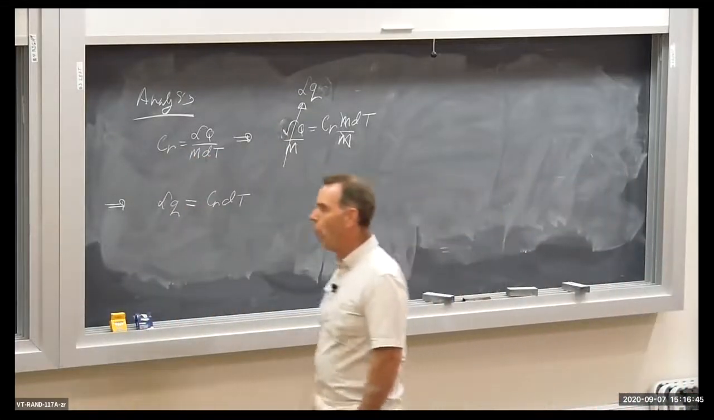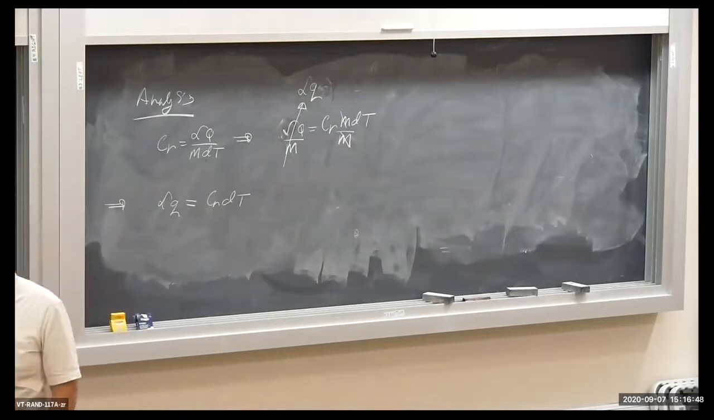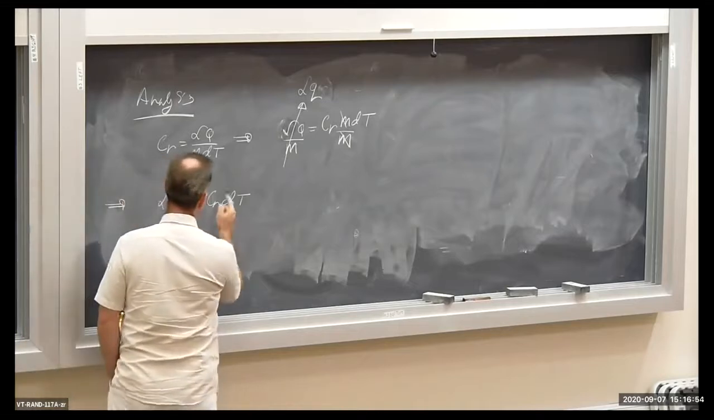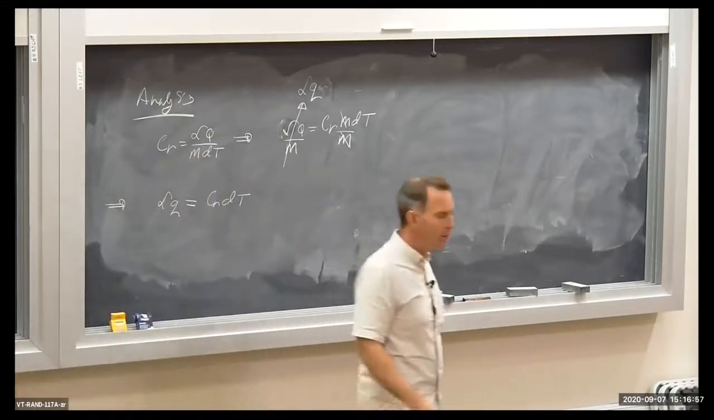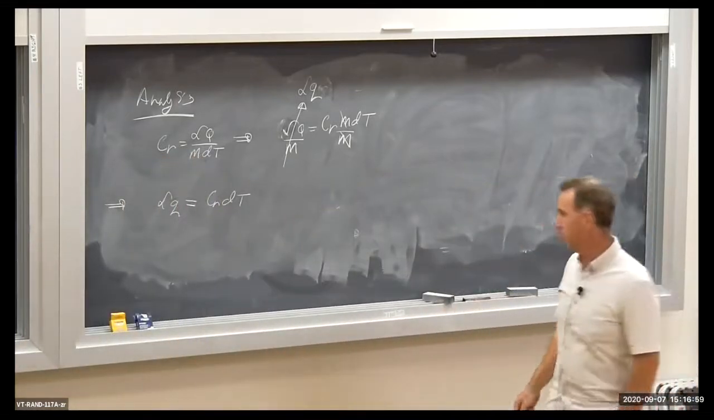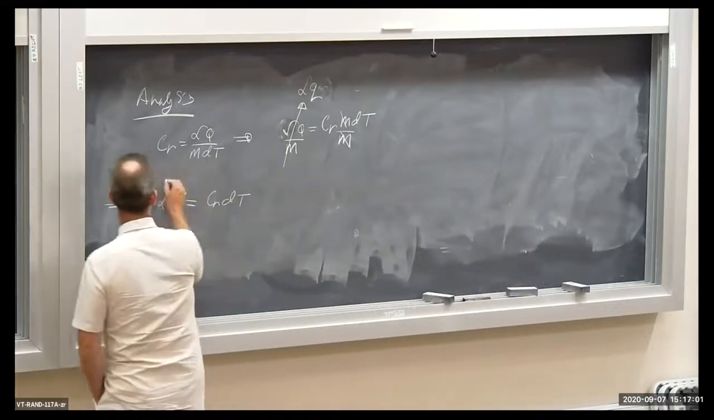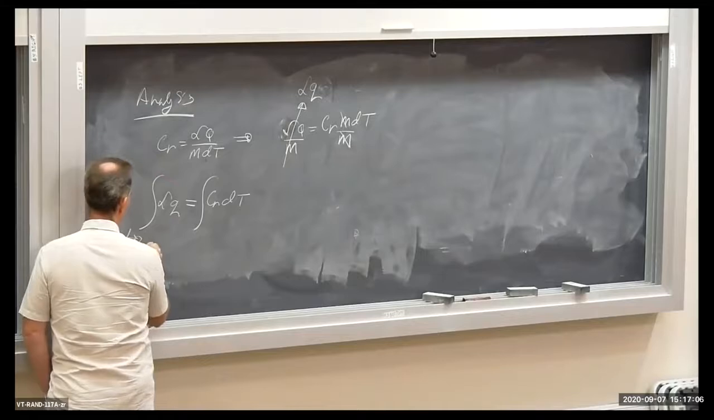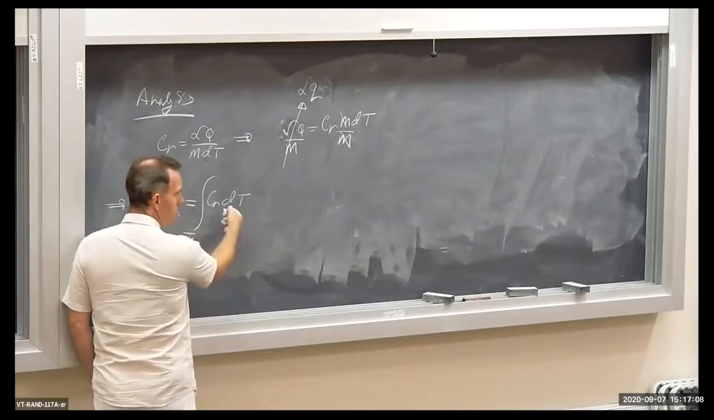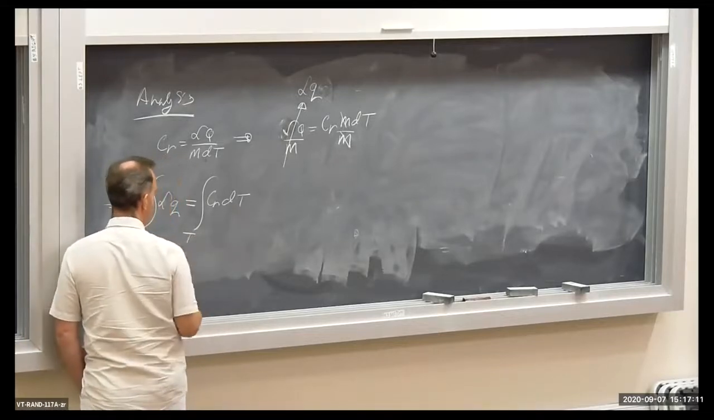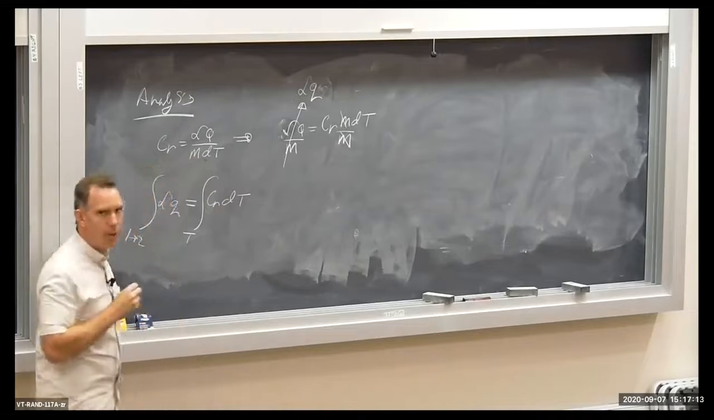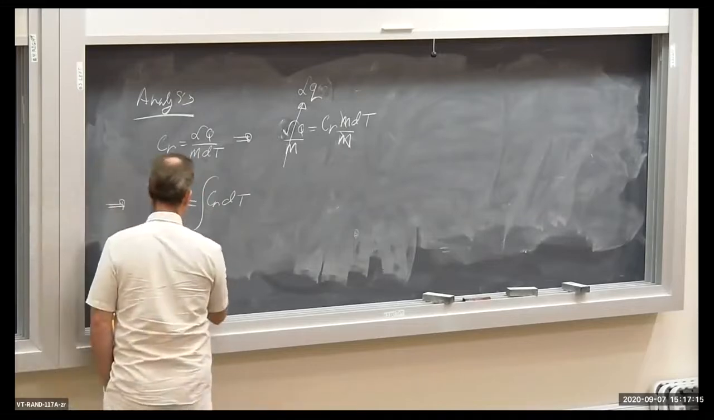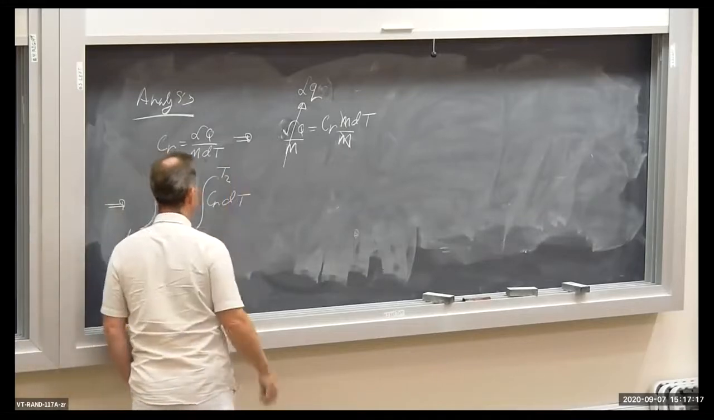Now I want to get the overall heat transfer, lowercase q1 to 2, per unit mass. How do I go from a differential process involving del's and d's to an overall process? I have to integrate. Let's integrate this thing over the process, 1 to 2. The variable of integration is T, so I'm going from T1 to T2 here, okay?